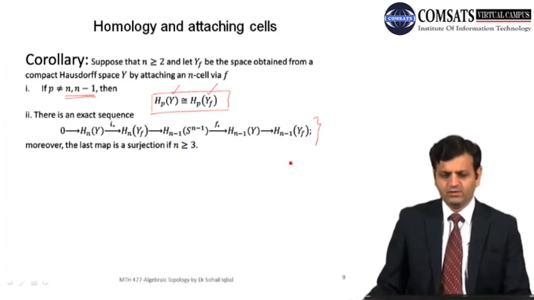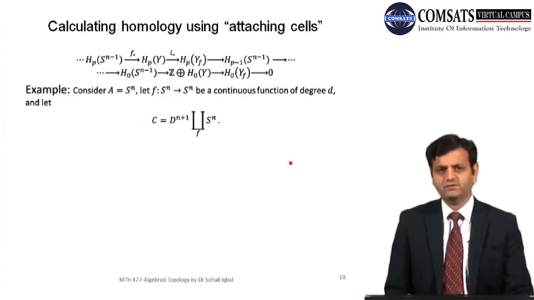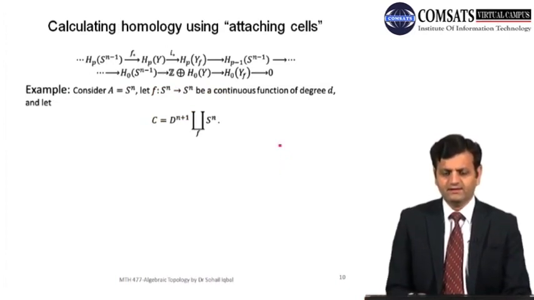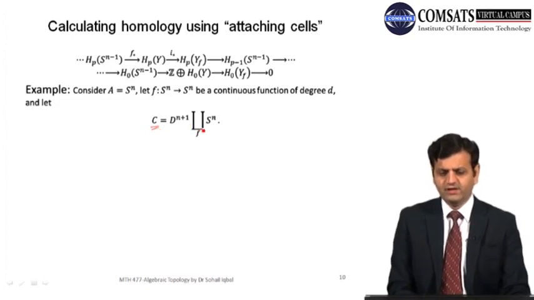Now let's go on with the applications of this theorem and its corollary, and let us see how this is going to help us in calculations of homology. So our first example is a very simple example where we attach an n plus 1 cell to Sn. So how do we do that?